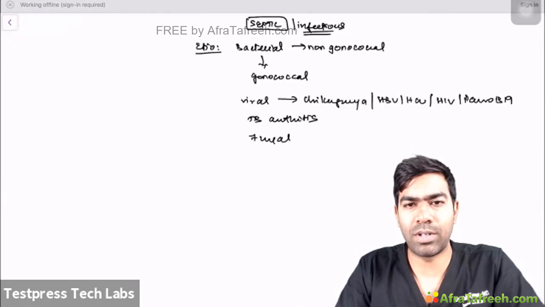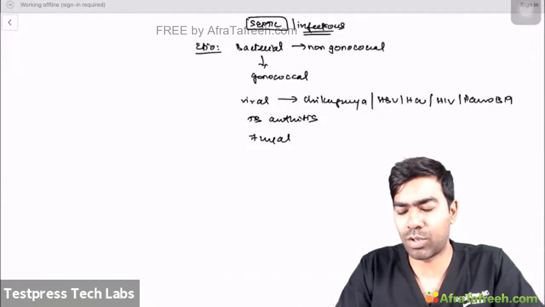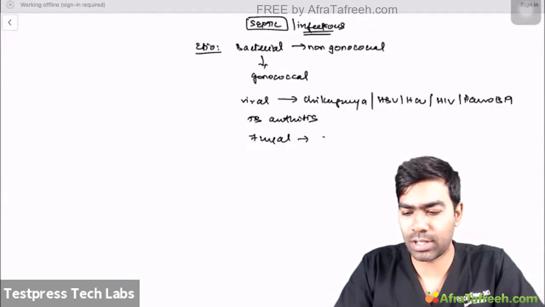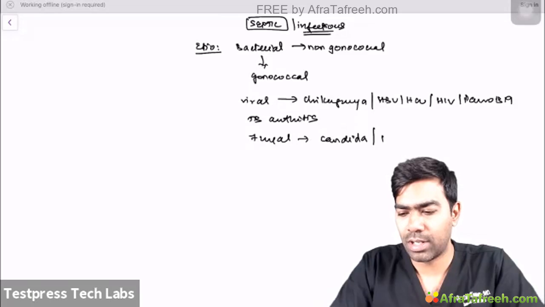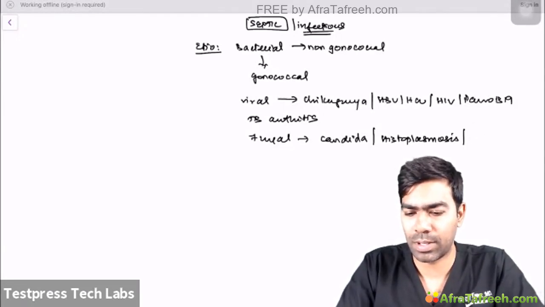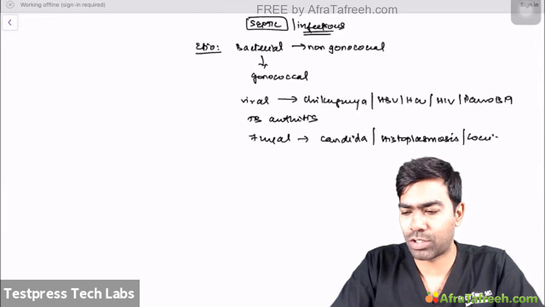Typically, for example, you can have Candida arthritis, you can have coccidioidomycosis causing arthritis, and histoplasmosis also causing arthritis. Candida typically affects the prosthetic joints basically. Histoplasmosis is very common in Western countries. In India, it's not very common. Histoplasmosis can cause arthritis, and we have something called coccidioidomycosis.